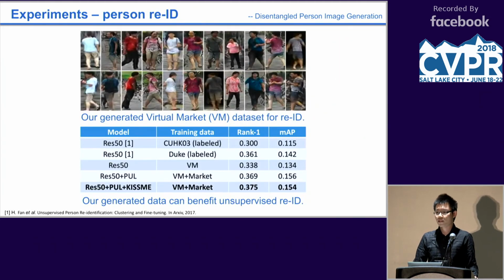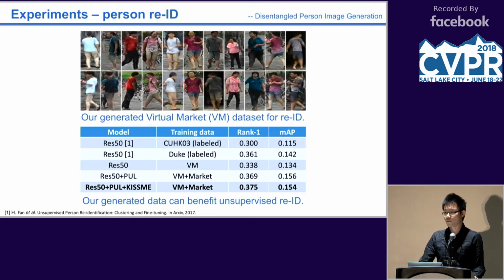As to the person identification dataset, we can control the disentangled three factors. We fix the foreground and sample the background and pose to get different images of the same person, so that we can generate a virtual dataset. With this dataset, we can benefit the unsupervised person identification task.